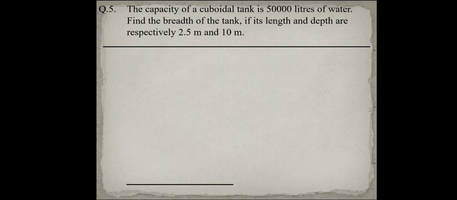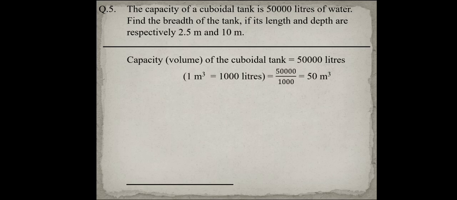Here dimensions are in meter, while the volume of this tank is given in liter. So convert this liter into meter cube. Now see, 50,000 liters. Here 1 meter cube equals 1000 liter. It means you need to divide by 1000. So it is converted now into meter cube unit. 50,000 upon 1000 equals 50. 50 meter cube is the volume of this cuboidal tank.